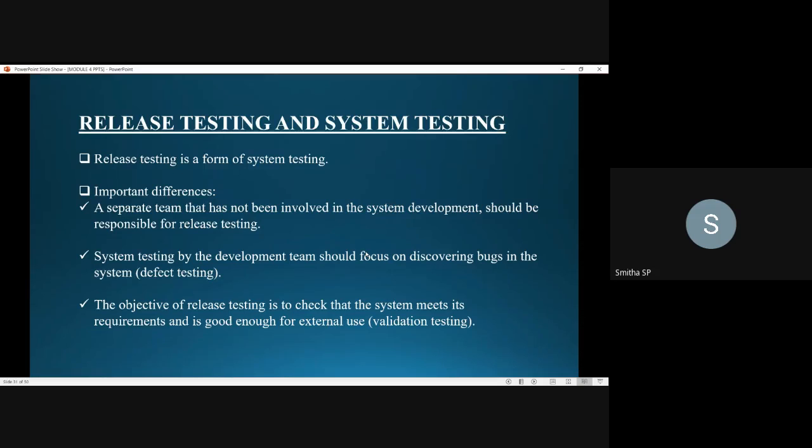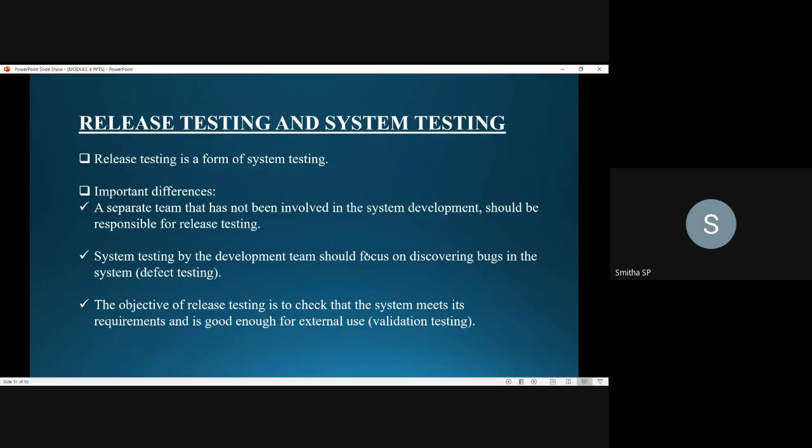Release testing and system testing. So far, we have discussed what release testing is and what system testing is, and we have an idea about those concepts. Now, we shall see how release testing and system testing are related, or how they are different. Release testing is a form of system testing.